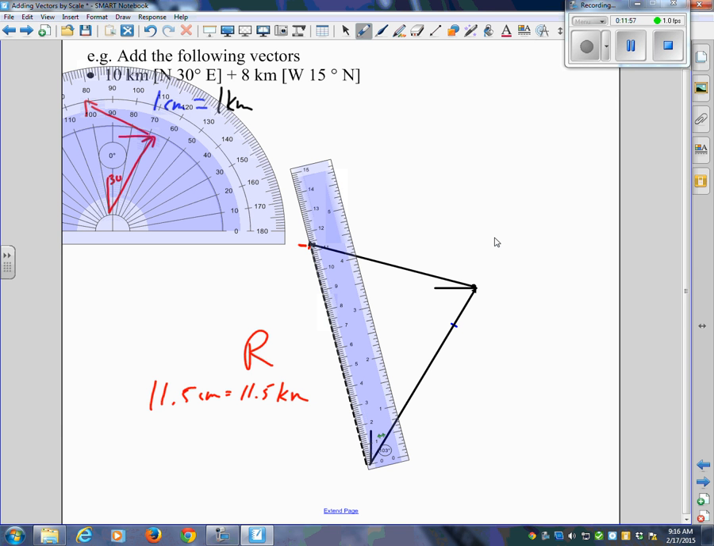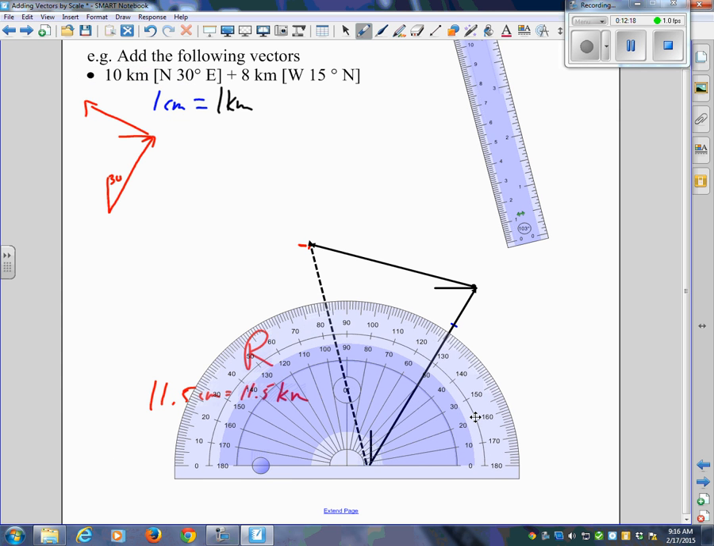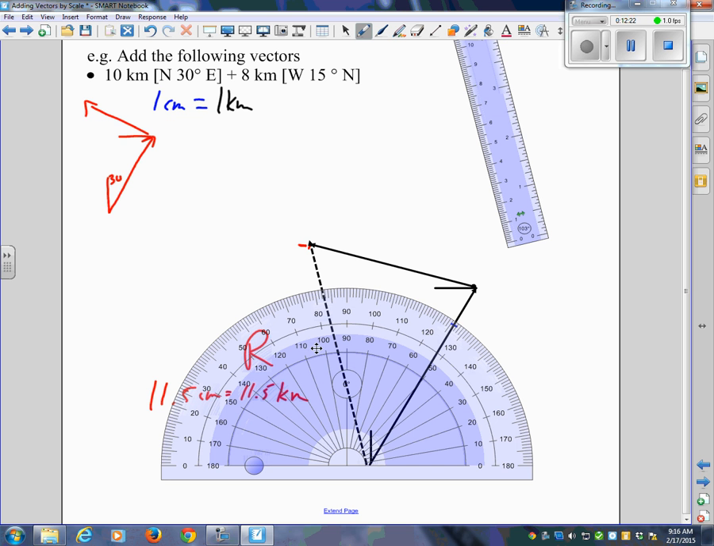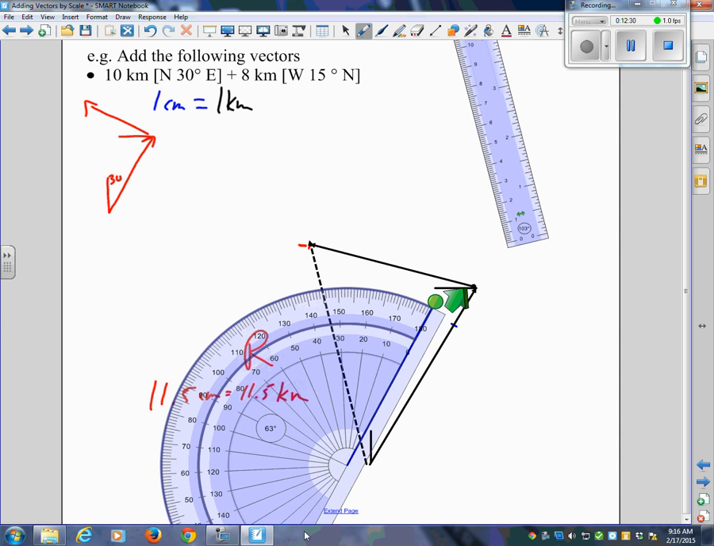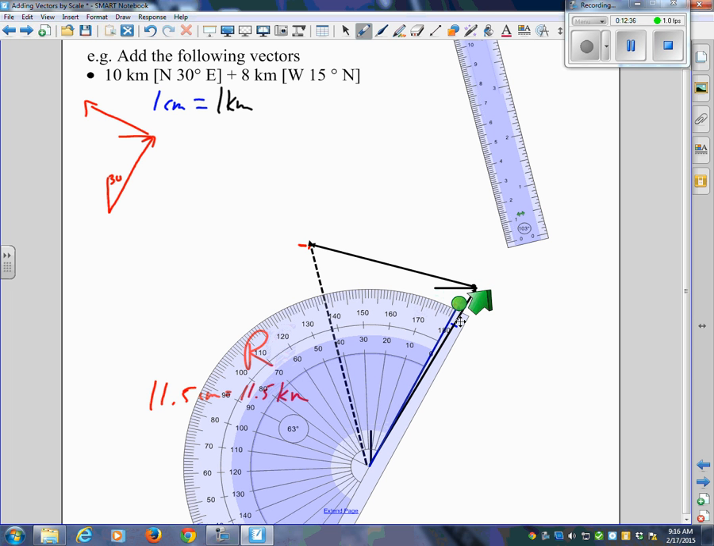Maybe you're a little off. Maybe. I have been wrong before. That was the 70s though. Did anyone else get 11.5? Yeah. See? What about my angle? Now here's where the common mistake happens. People like to do this. What's wrong with this?